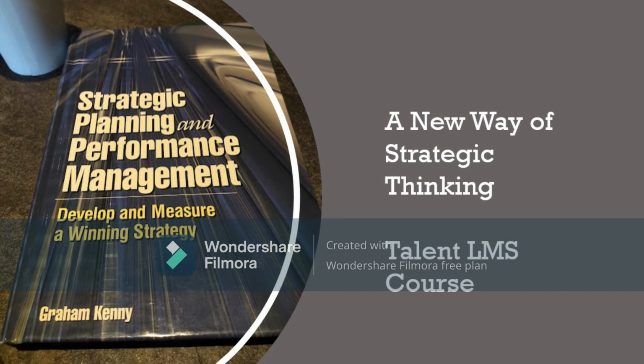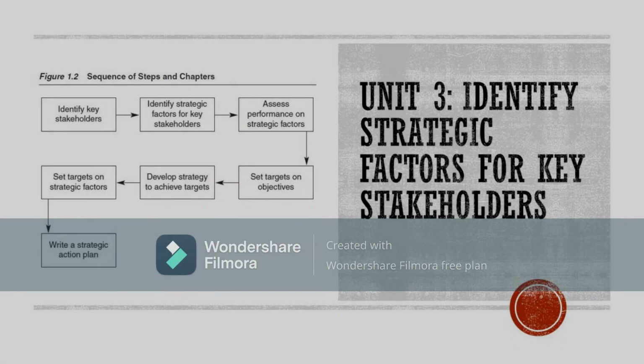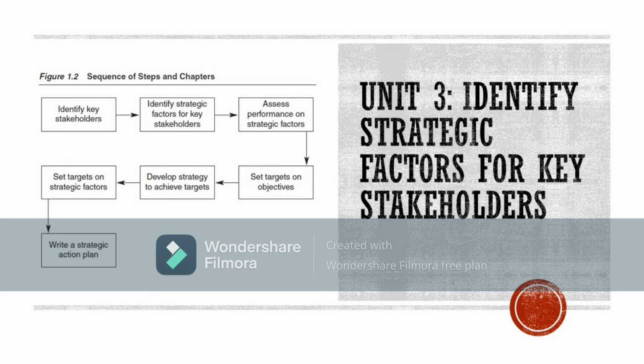Unit 3. At the cutting edge. Identify strategic factors for key stakeholders. As key stakeholders are your foundation stone, strategic factors are your cutting edge. Organizations that do not clearly understand their strategic factors are like a blunt knife. They have no cut, and they certainly do not do the job.